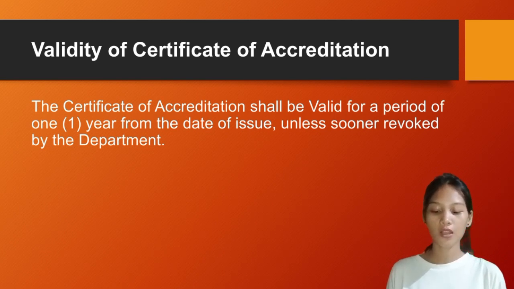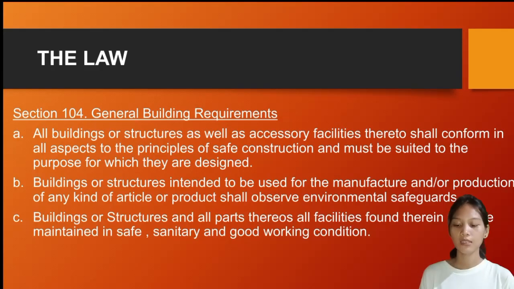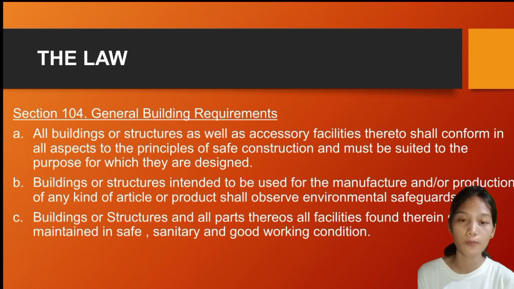Validity of Certificate of Accreditation. The Certificate of Accreditation shall be valid for a period of 1 year from the date of issue unless sooner revoked by the Department. In Section 104, the General Building Requirements: all buildings or structures as well as accessory facilities therein shall conform in all respects to the principle of safe construction and must be suited to the purpose for which they are designed.